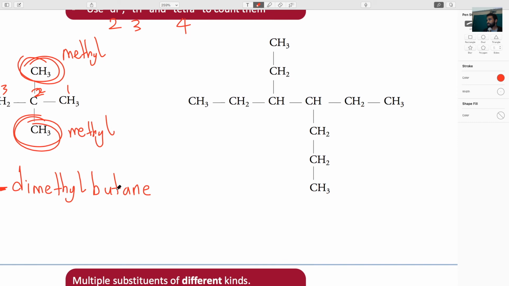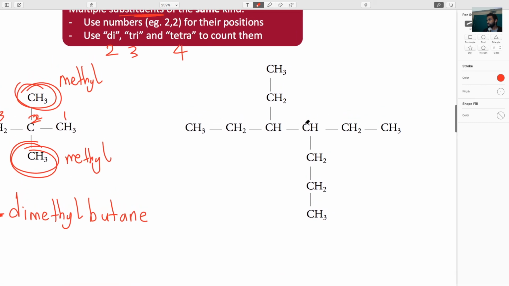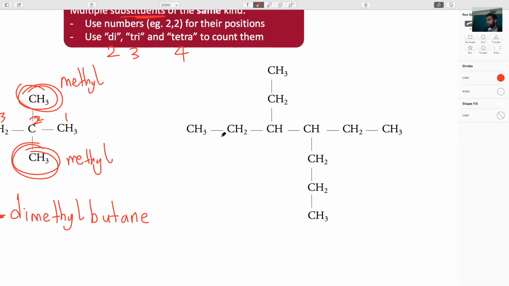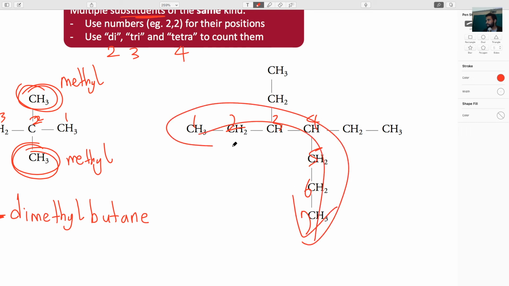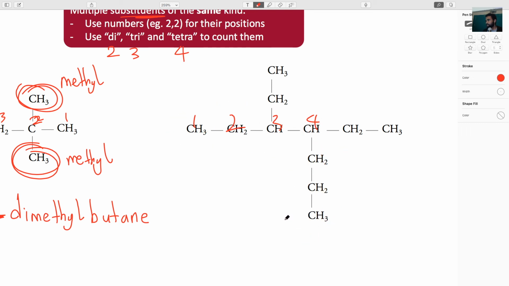Let's look at this next one. So first we identify the longest chain. Let's try maybe that one. So we have 1, 2, 3, 4, 5, 6. Okay, but is there a longer one? I think so. If we go 4, 5, 6, 7. Ooh, so this one is longer. So that's actually the parent chain there. So let's use that one.